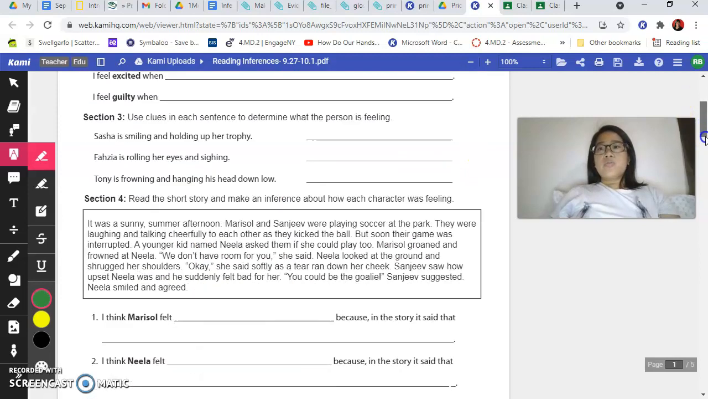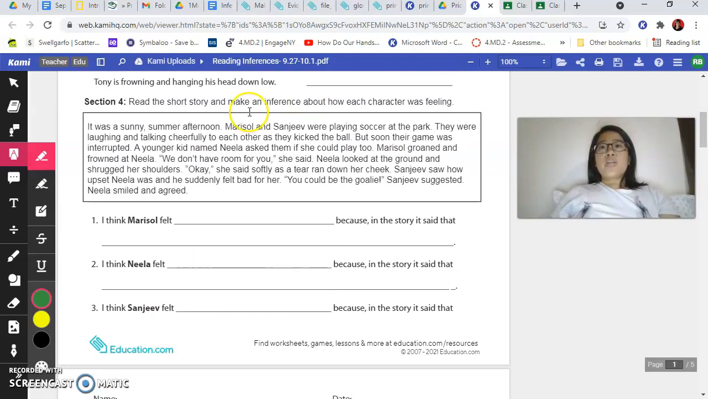You're going to read the short story and make an inference about each character and how they were feeling. It was a sunny summer afternoon. Marisol and Sanjeev were playing soccer at the park. They were laughing and talking cheerfully to each other as they kicked the ball. But soon their game was interrupted. A younger kid named Mila asked them if she could play too. Marisol groaned and frowned at Mila.